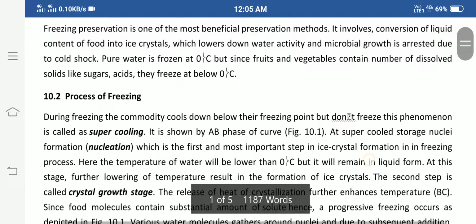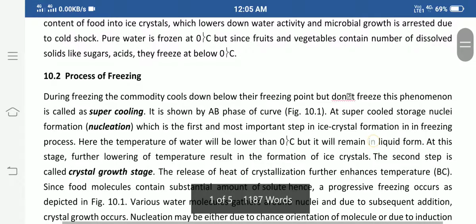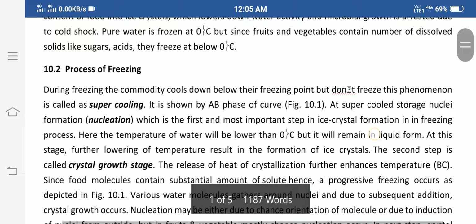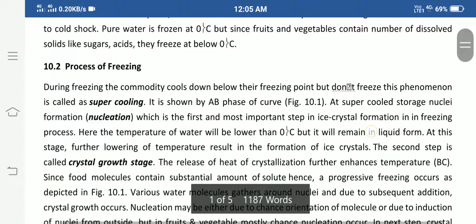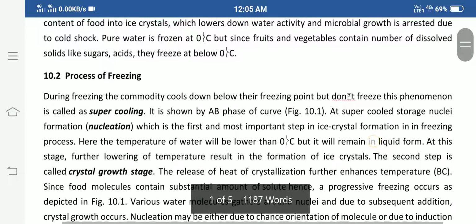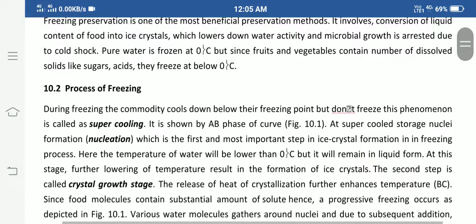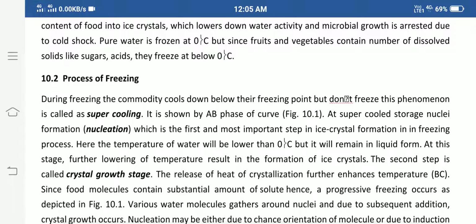Pure water is frozen at 0 degree centigrade, but since fruits and vegetables contain a number of dissolved solids like sugars, acids, they freeze at below 0 degree centigrade. Now, why do these solids, sugar, acid, freeze at below 0 degree centigrade, whereas pure water is frozen at 0 degree centigrade?